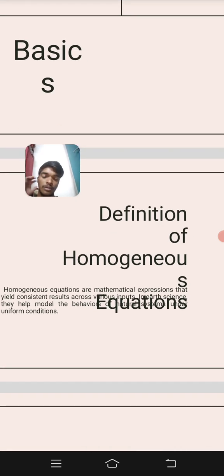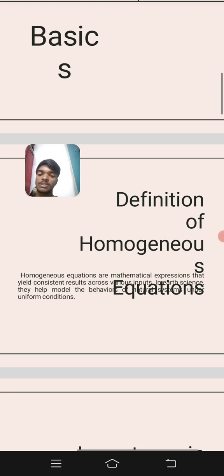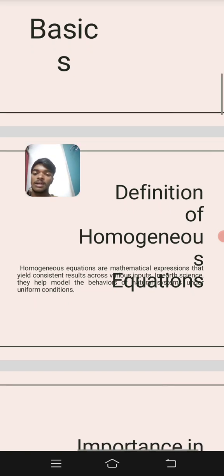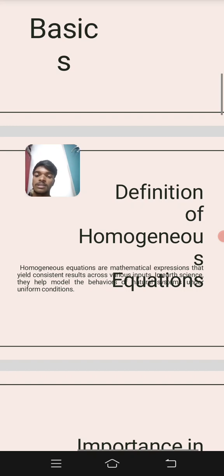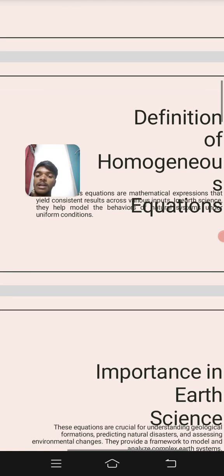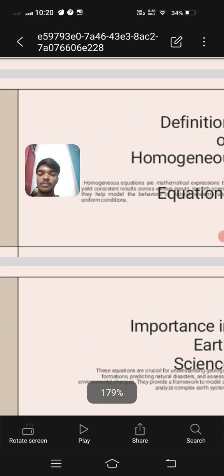The definition of homogeneous equations: they are mathematical expressions that yield consistent results across various inputs in earth science. They help model the behaviors of natural systems under uniform conditions.